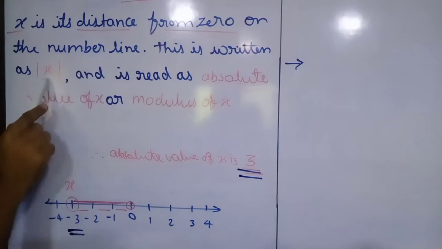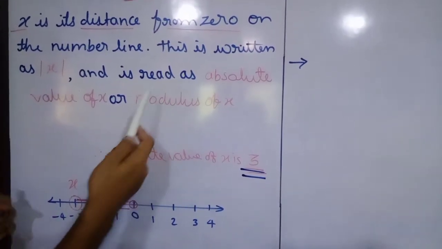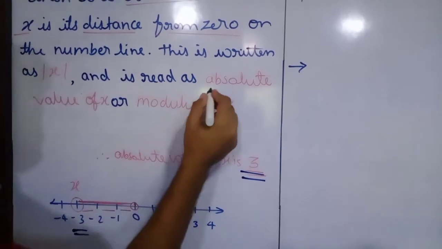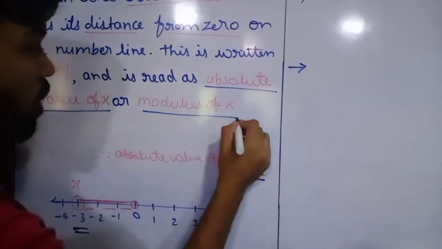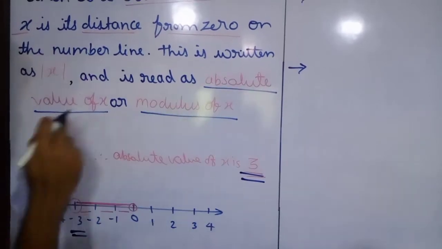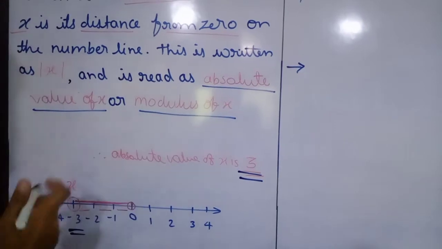Next, this is written this way. We have two vertical lines, and within them we write x. How are we going to read it? Absolute value of x or modulus of x. This way we can read it.